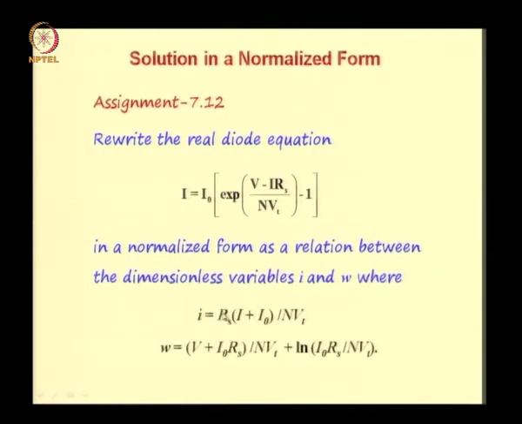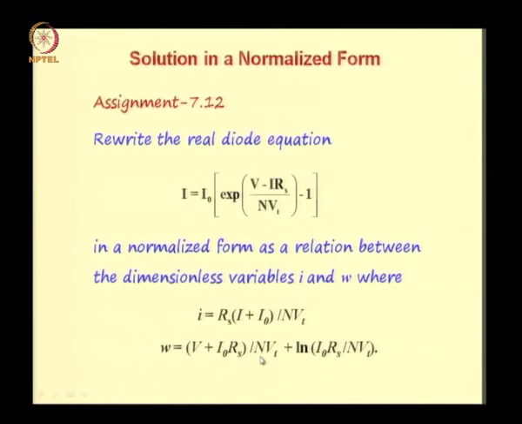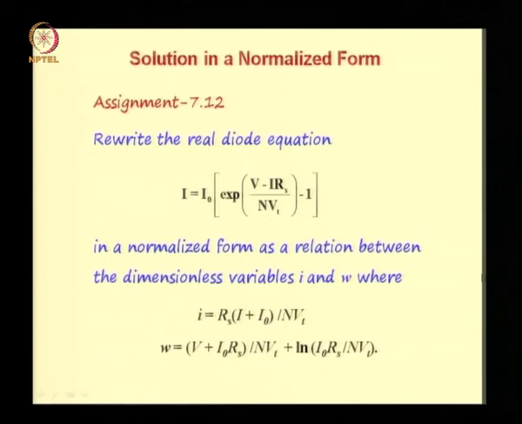Small i is equal to series resistance Rs into I plus I naught, where I naught is the reverse saturation current, divided by N V T, and w is equal to V plus I naught Rs in brackets divided by N times Vt plus natural logarithm of I naught Rs divided by N times Vt. So please rewrite this equation as i as a function of w, and you will see that this equation with so many terms comes out in a very beautiful compact form with very few terms.